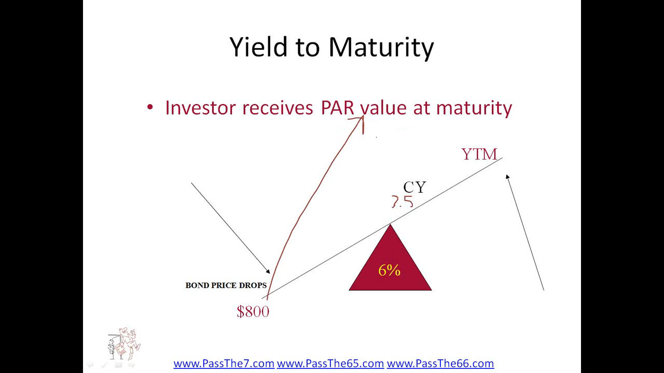We'll annualize it because that's how we like to do things. So whenever you see 6% nominal and the current or the yield to maturity is higher than that, the bond is trading at a lower price, a higher yield, same thing.